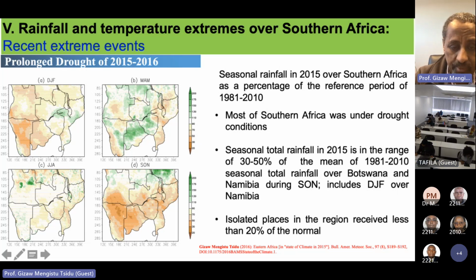This work is actually published. We reported on the state of the climate in 2015. It's a regular bulletin which publishes the state of the climate globally. Fortunately, at that point, I was representing both Eastern Africa and Southern Africa to report on the state of the climate, and this result is reported in this bulletin. You could even go there and look at the detailed description. As you can see in the red color here, this is a reference, and the DOI number where you can click and print it, because these are free publications.